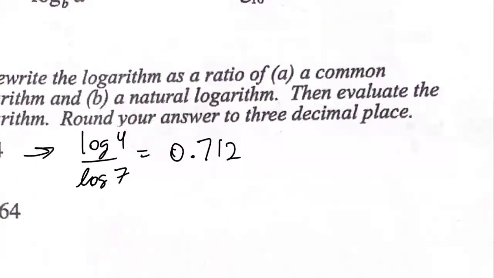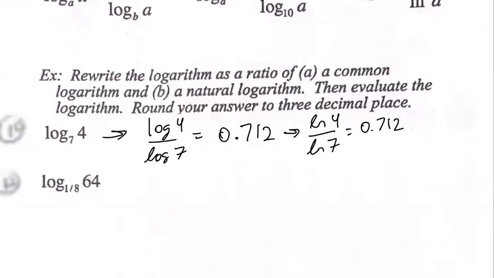Another way you could rewrite it is also ln of 4 over ln of 7, and you'll still get 0.712. So ln of 4 over ln of 7. So do the next one.